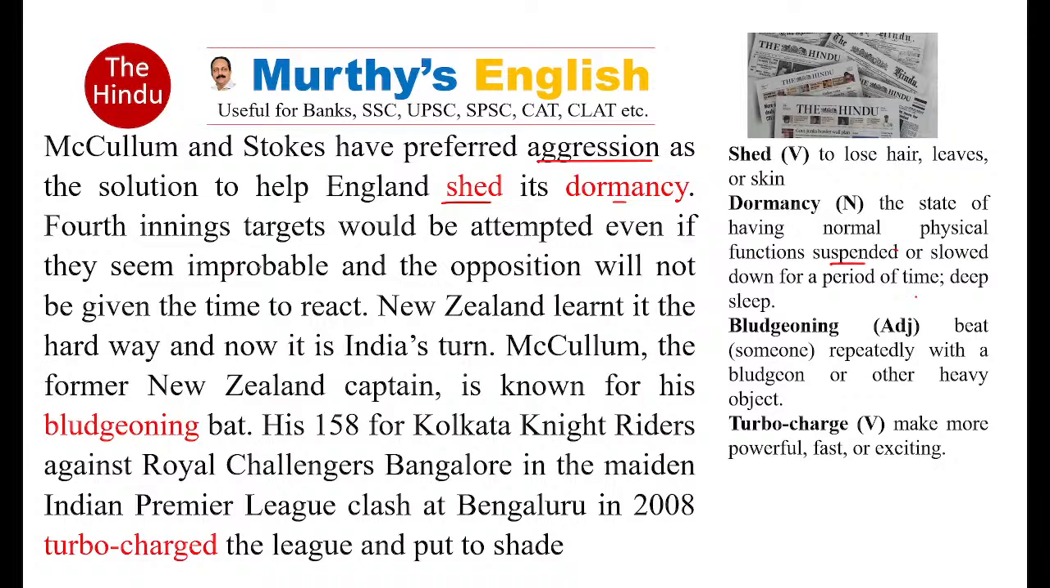Fourth innings targets would be attempted even if they seem improbable. Possible, probable, opposite, improbable. Fourth innings targets would be attempted even if they seem improbable, and the opposition will not be given the time to react. It talks about what happened in the second innings. New Zealand learnt it the hard way.